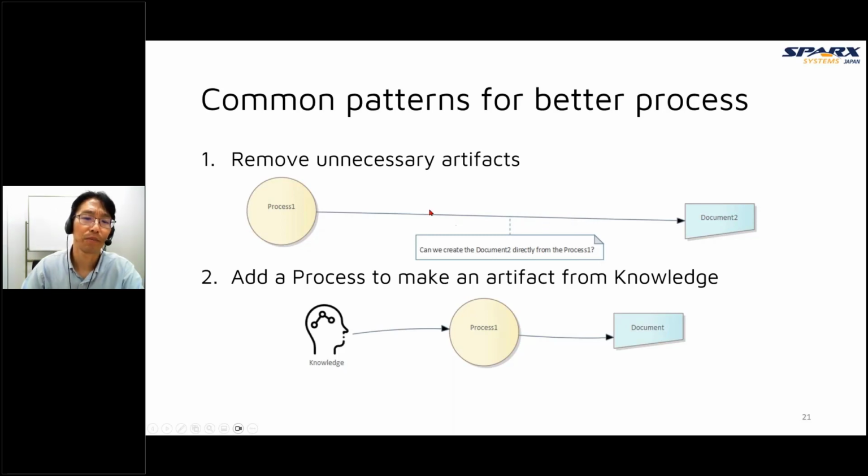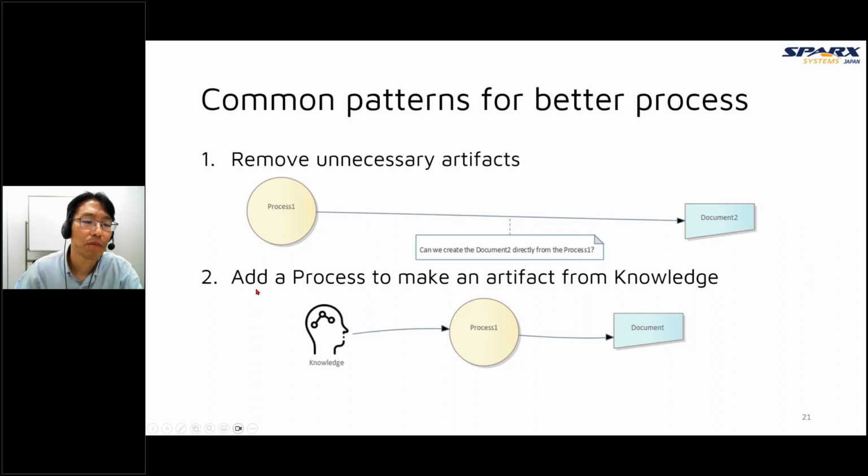So now we can create document two directly from process one. We don't need to create this intermediate document. There are many similar cases. So we can cut unnecessary processes, unnecessary documents, unnecessary information.